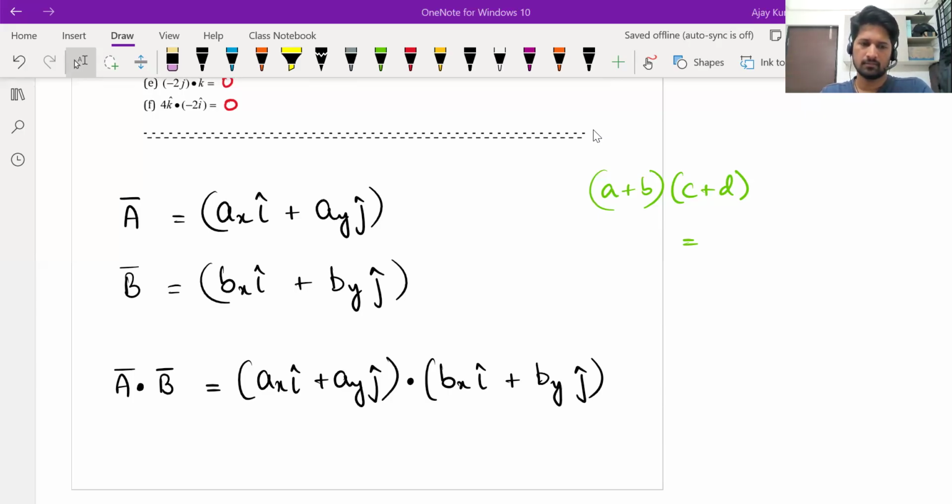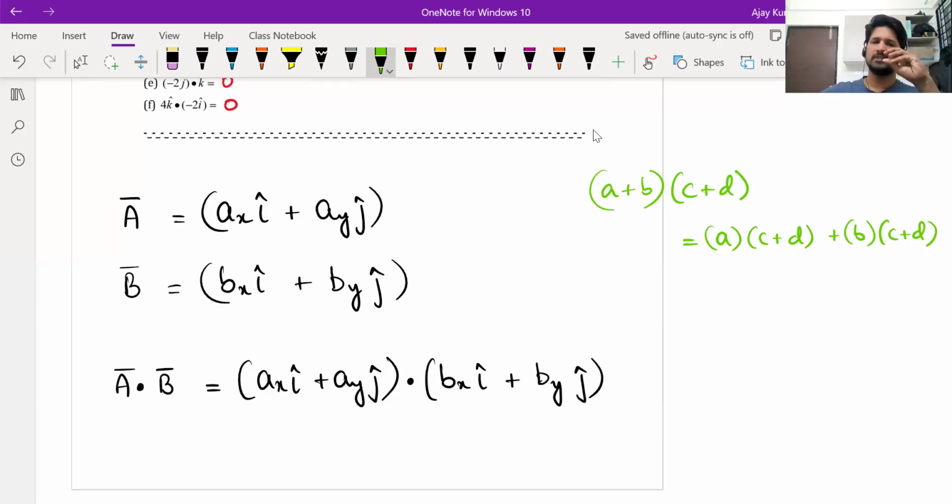So AC plus AD plus BC plus BD. You take the first term from the first bracket, multiply it with both terms of the second bracket. Then you take the second term of the first bracket, multiply it with all terms of the second bracket, and so on. How many ever terms are there? Each term of the first bracket with every term of the second bracket is what you need to do. Okay, we do the same here also in dot product of vectors.